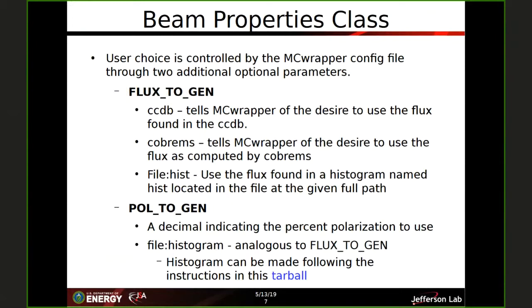How might you make the histogram for polarization? This is actually a link to a tarball that contains instructions on how to generate a histogram. So you can actually, in MC-wrapper, use polarization from the t-pole.